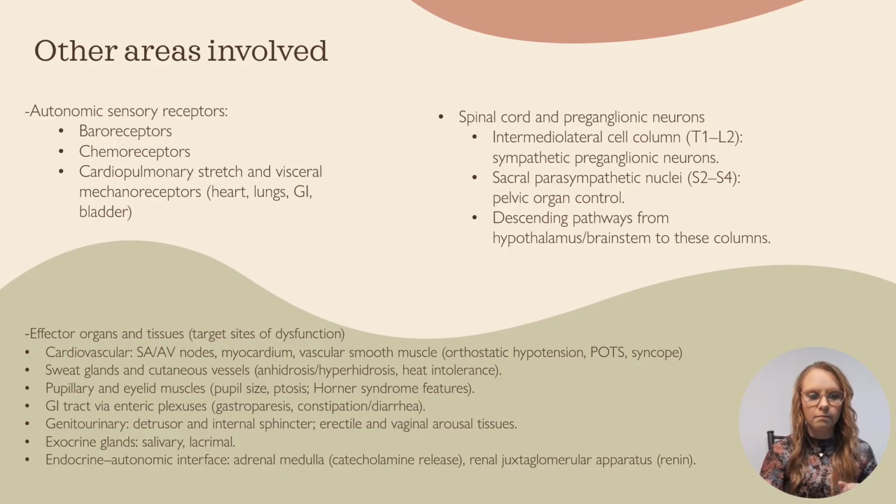And then I'm not going to go over all these different ones, but you can also have issues in those effector organs. So you can have, as we've talked about, all these different systems that can be affected: the cardiovascular, sweat glands, pupil and eyelid muscles, GI tract, genitourinary, exocrine, and endocrine.